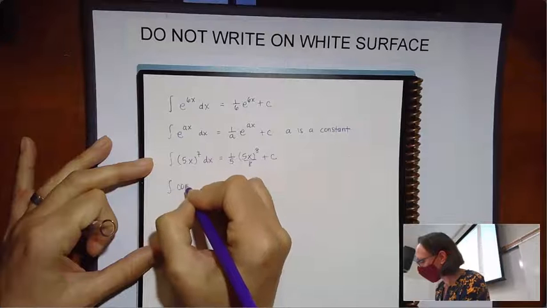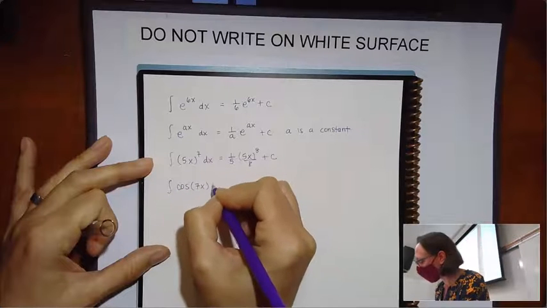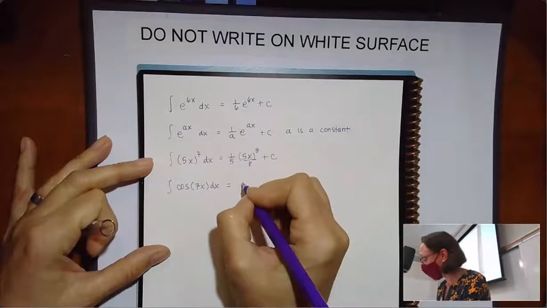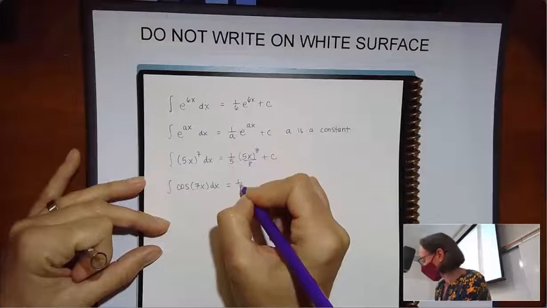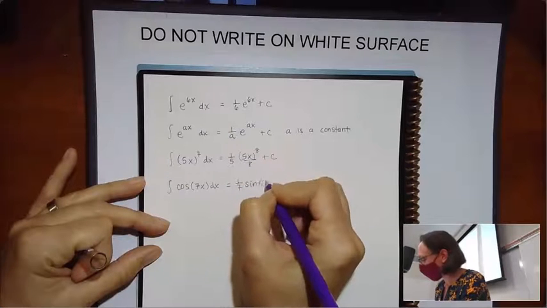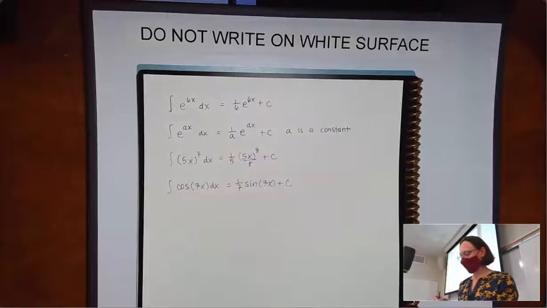Or cosine of 7x dx is going to give me the 1/7 sine 7x plus the constant.